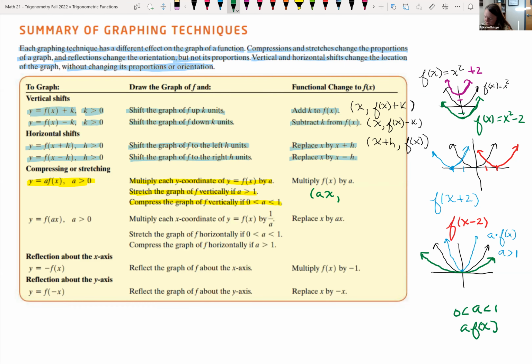Sorry, I'm reading the one below us. I'm like, that's not right. What we're doing here for our point is we're keeping x the same, but we're multiplying our y value by that number, a.